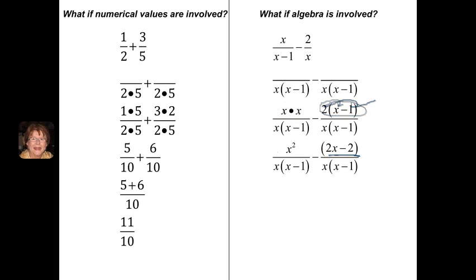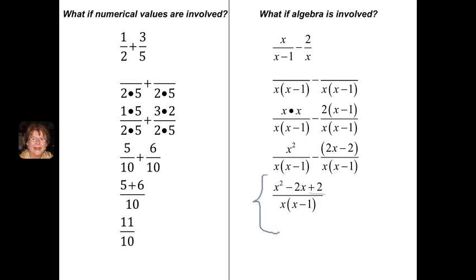This is where you have to be careful. You're going to keep that lowest common denominator, which is x times x minus 1. That doesn't change. You're subtracting. Beware, you've got to subtract 2x and subtract a negative 2. That will become positive 2. Now, we've got x squared minus 2x plus 2 over x times x minus 1.